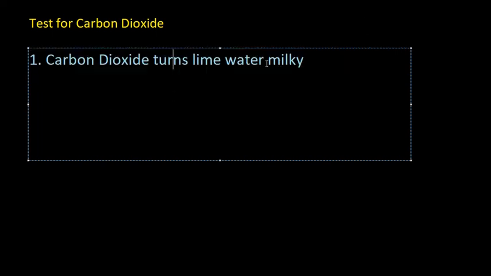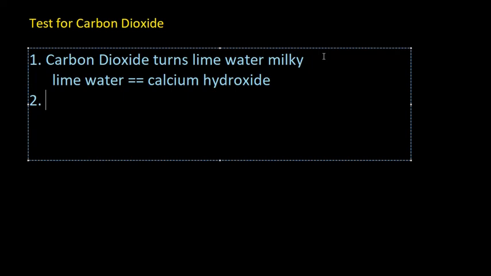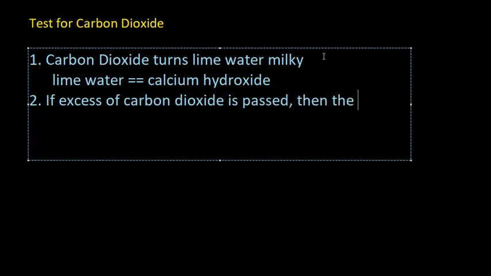Right? What is lime water? Lime water means calcium hydroxide. However, if excess of carbon dioxide is passed, then the milkiness will disappear.